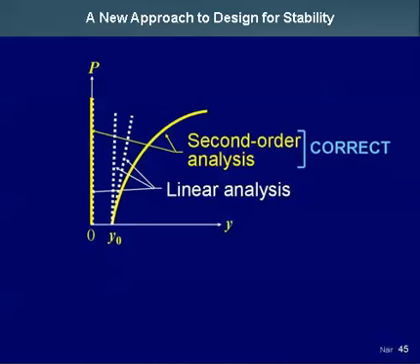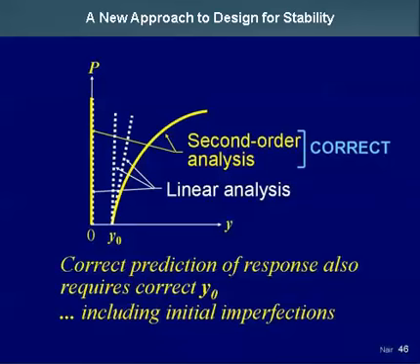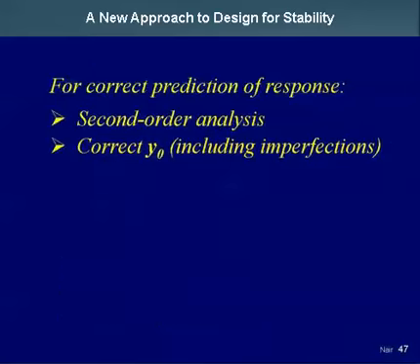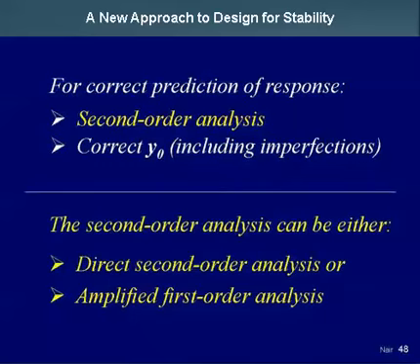Now, the second order analysis gives the correct response, but clearly, correct prediction of response also requires the correct y sub 0, including the initial imperfection. If you neglect the initial imperfection, you're just going to get this straight up and down line, which is not the correct response. You need to model y sub 0 correctly in your analysis. So, for correct prediction of response, you need a second order analysis, and you need the correct y sub 0, including imperfections.